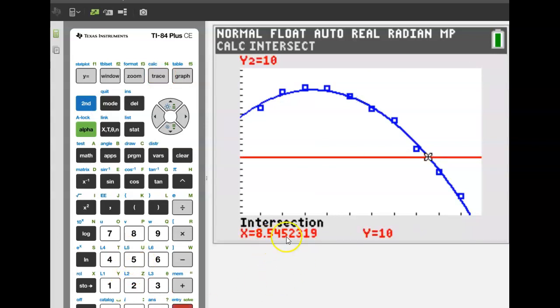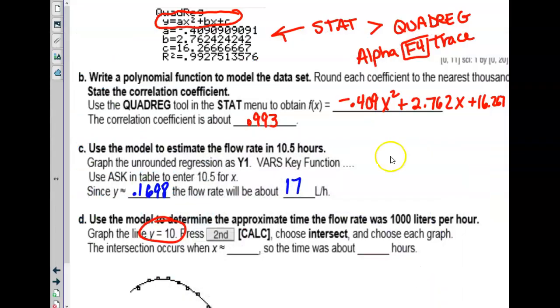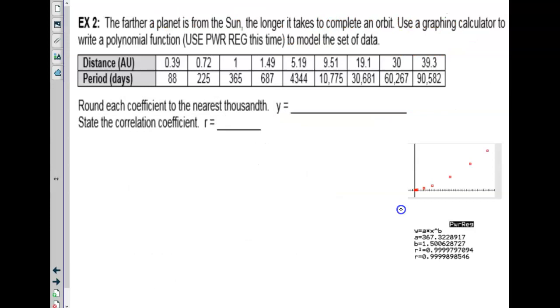So about 8.5 hours after we started is when it had slowed back down to 10, or what is equivalent to 1,000. What did I just say it was, guys? 8.5? About 8.5 hours later. And for that one, we put in Y equals 10, on the intersection. Ready? Here we go. I'm going to pause the video while you type these in.